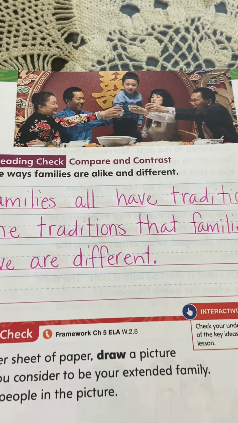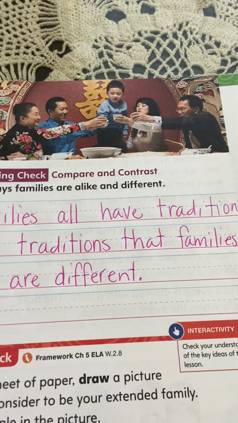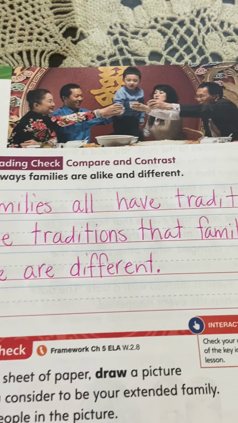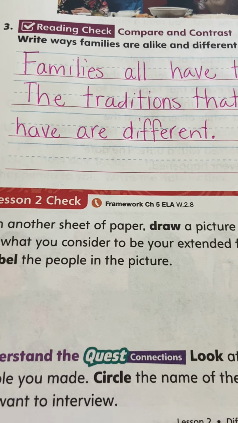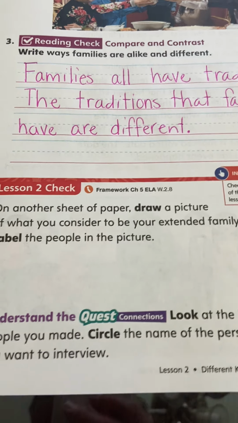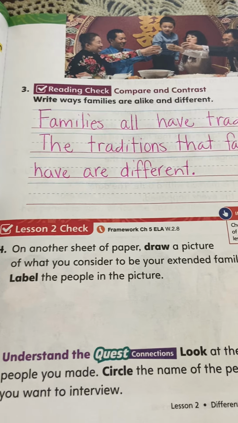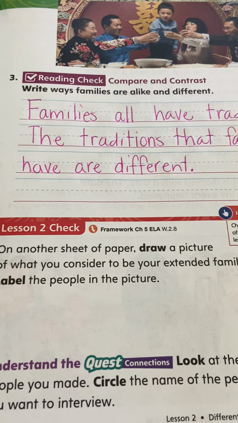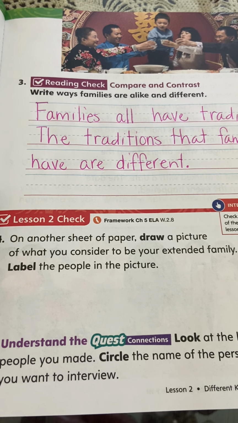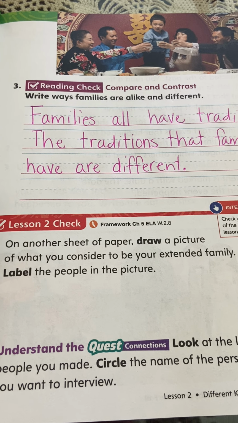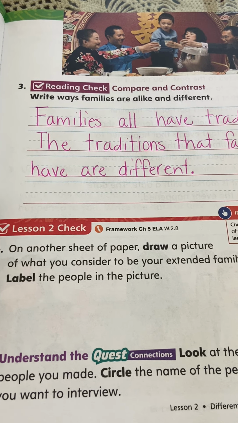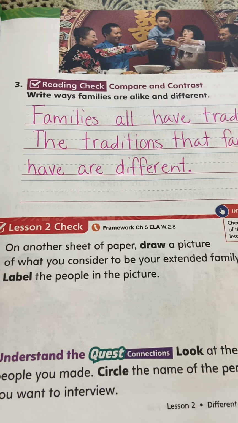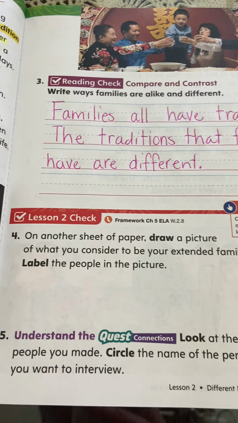All right. Let's go on to number 4. Okay. And this is something that you guys are going to do in your composition book or on a piece of paper. It says, on another sheet of paper, draw a picture of what you consider to be your extended family. Label the people in the picture. Okay?